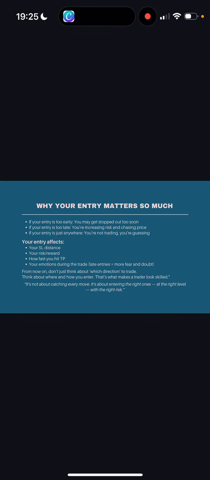Now, your entry affects your SL, it affects your risk to reward, and it affects how fast you hit TP. Your emotions during the trade are affected by your entries as well. Late entries make you more scared and more doubtful. So from now on, don't just think about which direction to trade. Think about where and how to enter. That is what makes a trader truly skilled, because it is not about catching every move. It is about entering the right ones at the right level with the right risk.